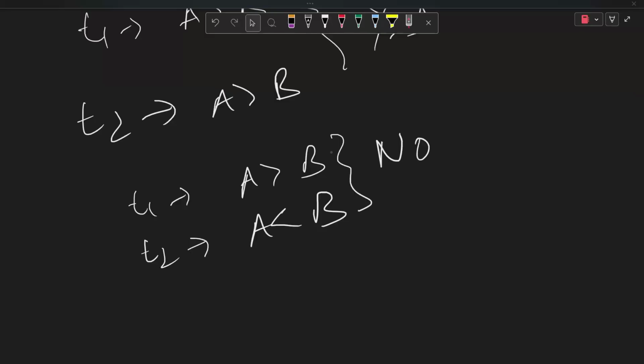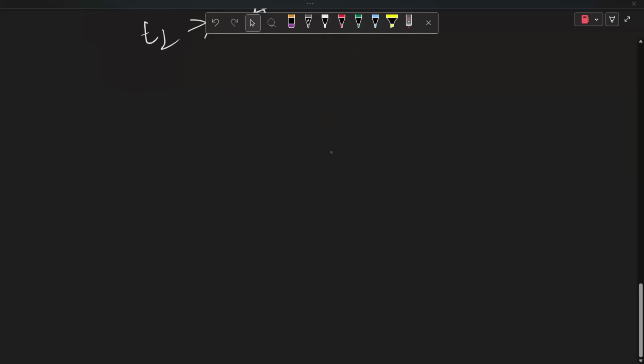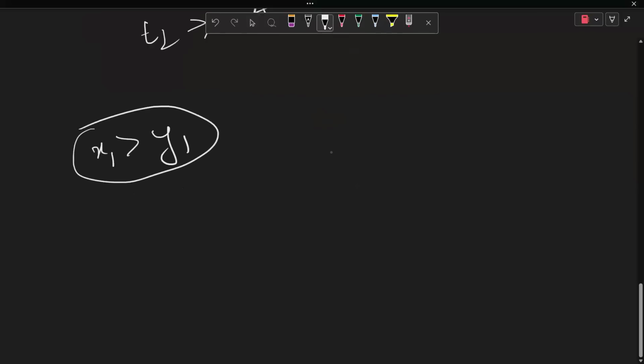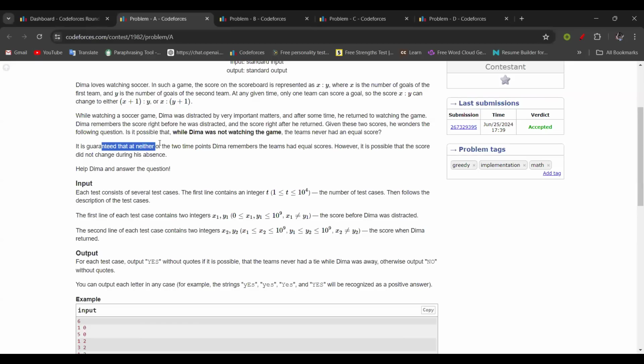You have to just check, in the initial condition, if x1 is greater than y1. If this is true, then team A is leading. If this is false, then team B is leading. It's also given in the question that in these two timestamps, the scores are not equal. The scores are always unequal. So it is guaranteed that at neither of the two time points the teams had equal scores.